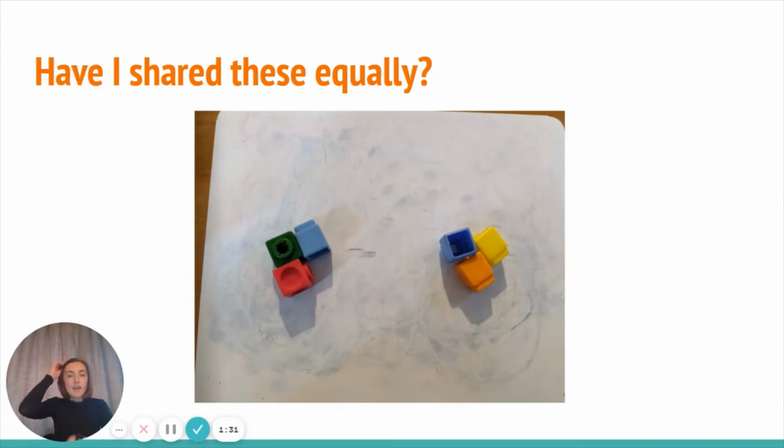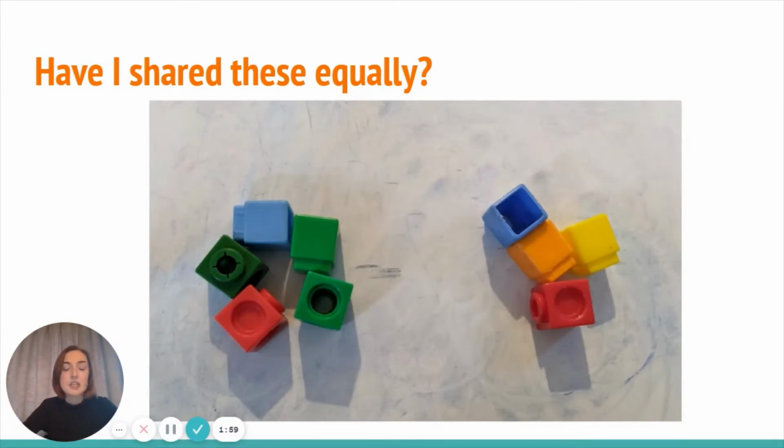So today we are going to carry on looking at sharing equal groups, but we're going to learn a new symbol that we can use to write this in a number sentence. So my first question for you to shout at the screen is, have I shared these cubes equally? I have, well done. I have shared 6 cubes equally between 2 groups, and there are 3 in each group.